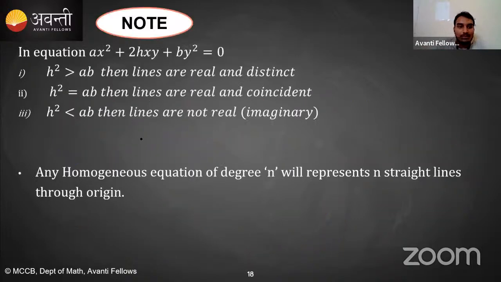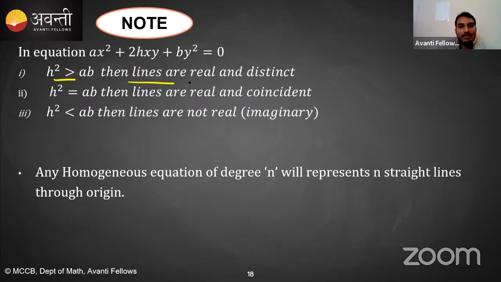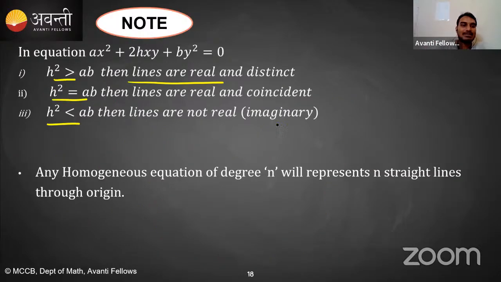So it means you can say that if h square is greater than ab, then lines are real and distinct. If h square is equal to ab, then lines are real and coincident. And if h square is less than ab, then lines are not real, means lines are imaginary. Is this clear? Everyone tell me quickly in the chat box. On the basis of D, we are able to tell this. Clear? h square minus ab: greater than ab, lines are real and distinct; equal to ab, real and coincident; less than ab, not real.